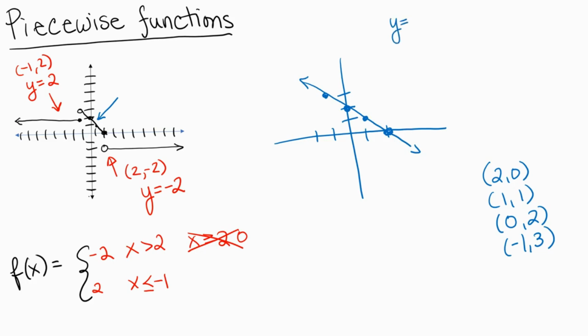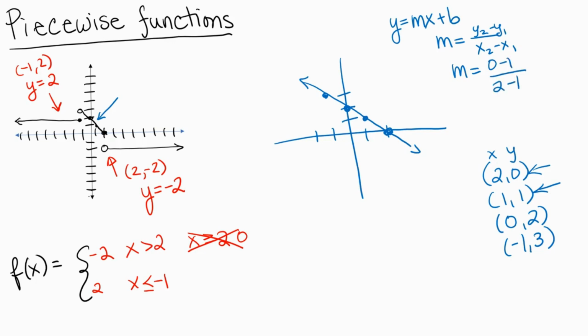As you recall, the equation of a line is y equals mx plus b. So we are going to find m. We're going to choose two of our points, I'm going to choose these first two. We're going to do y2 minus y1 over x2 minus x1. So m is going to be 0 minus 1 over 2 minus 1. What that gets us is -1 on top and +1 on the bottom. So our slope is -1.